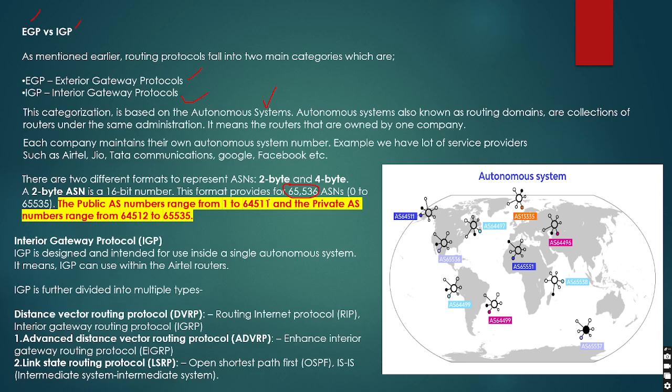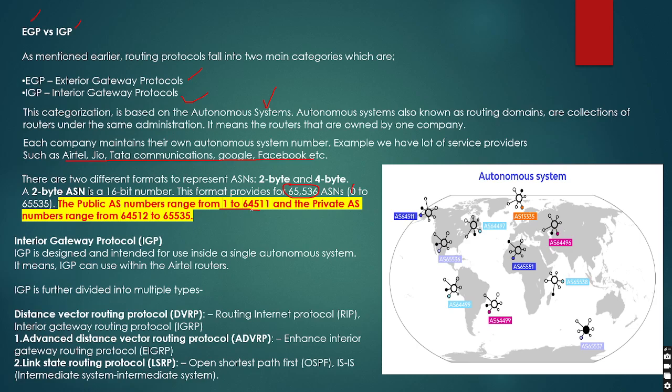Here also you will have private autonomous system numbers and public autonomous system numbers. If you want a public one, you need to purchase it from IANA. Each and every company will have an autonomous system number. The numbers are 2 power 16, which means 65,536, from 0 to 65,535. And the public numbers are 1 to 64,511.